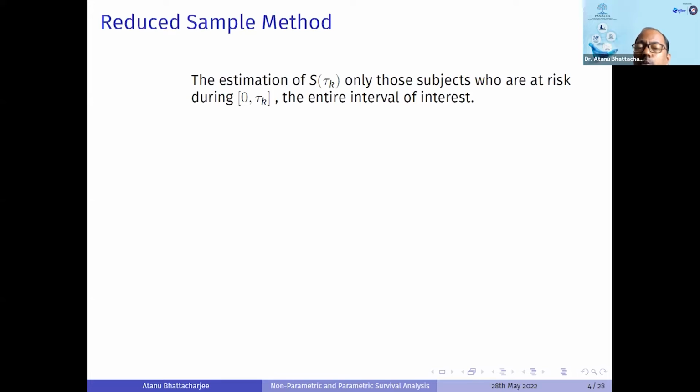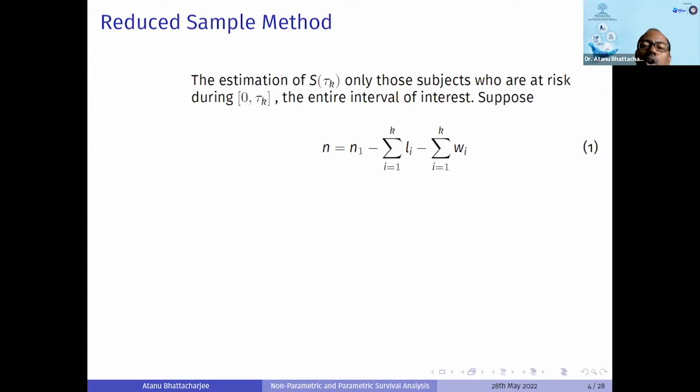So once we have the reduced sample method, the estimation of the function S(t), as I gave it here, only concerns those subjects who are at risk. When calculating the sample table for S(t), we only care about the number of people at risk. Those who are censored should be subtracted from the sample size.